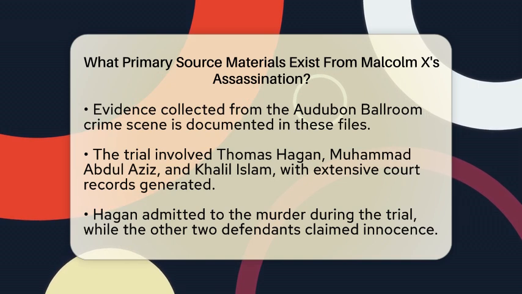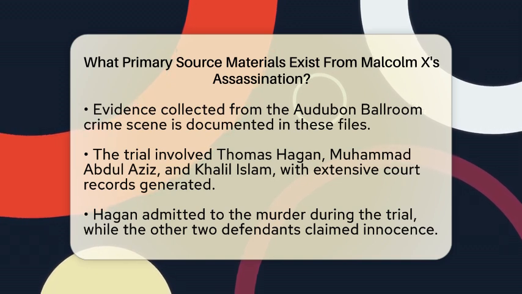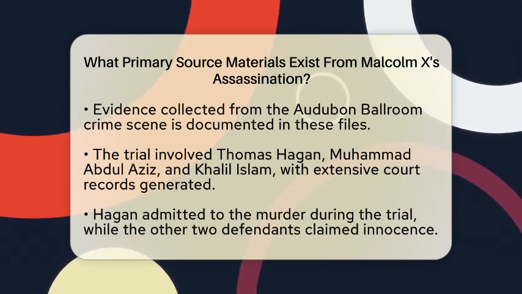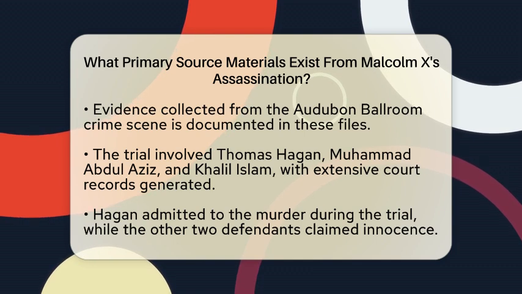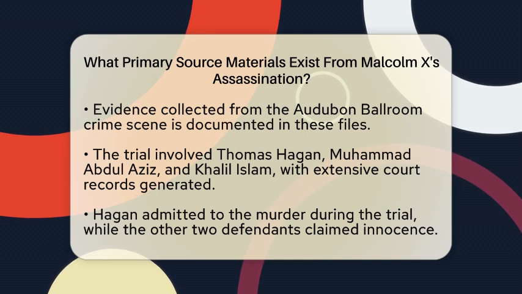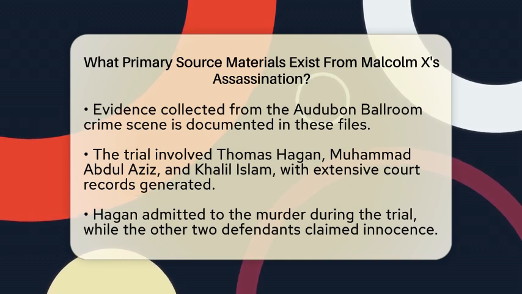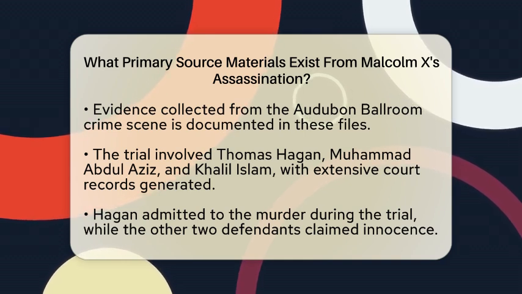The trial of Thomas Hagen, Mohammed Abdul-Aziz, and Khalil Islam generated extensive court records. Hagen admitted to the murder during the trial, while the other two maintained their innocence. These documents provide insight into the legal proceedings, including testimonies and arguments from both the defense and prosecution.